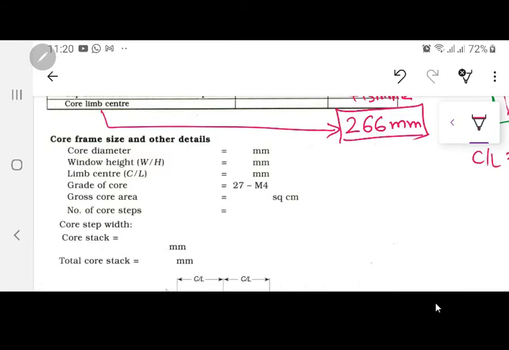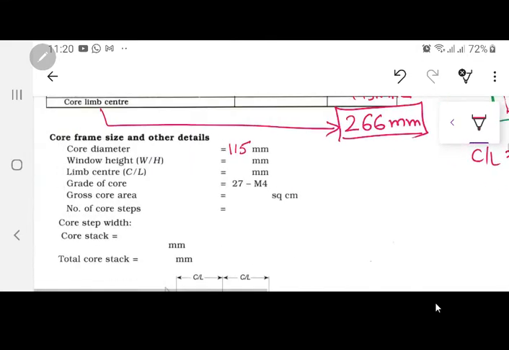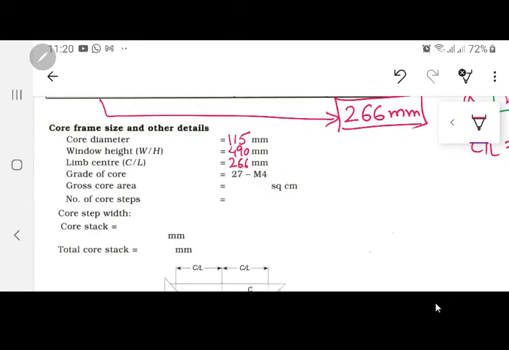Again the core diameter. Please, what was it? 115. Window height, we just found out that was 490. Limb center, core limb center, what did we find? 266. Okay, this is the material of the core or the grade of the core.